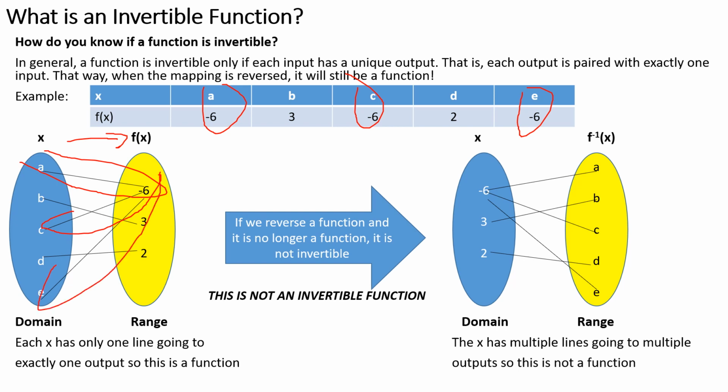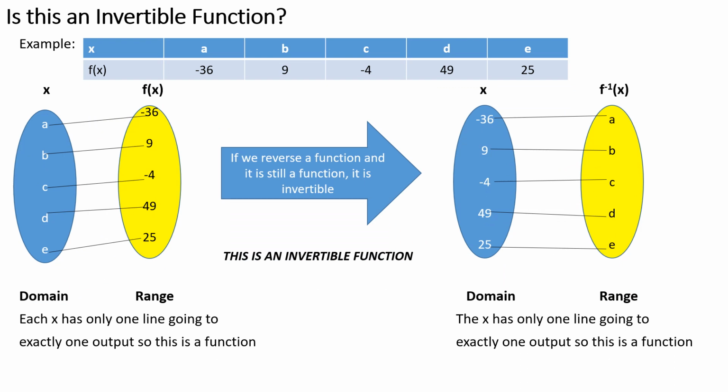And that by itself is a function. But when I reverse this, all I've done is turn this back around here. You can see I've got -6 going to A or C or E. So this is not an invertible function. This is an invertible function. I've got a unique input and output going in both directions here. A goes to 36 on the left here, B goes to 9, C goes to -4, D goes to 49, E goes to 25. And if I reverse this, it also has one input going to one output. So this is an invertible function.